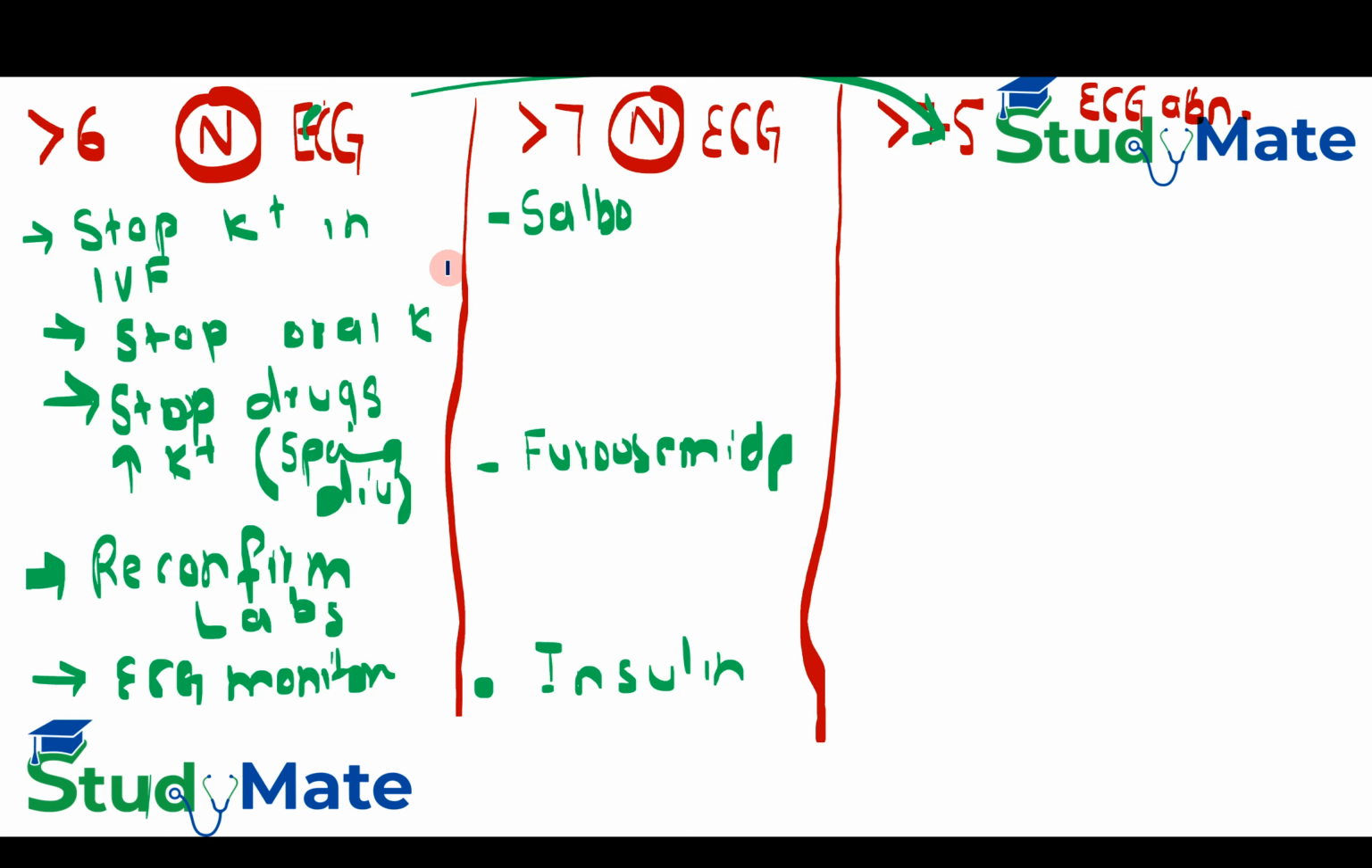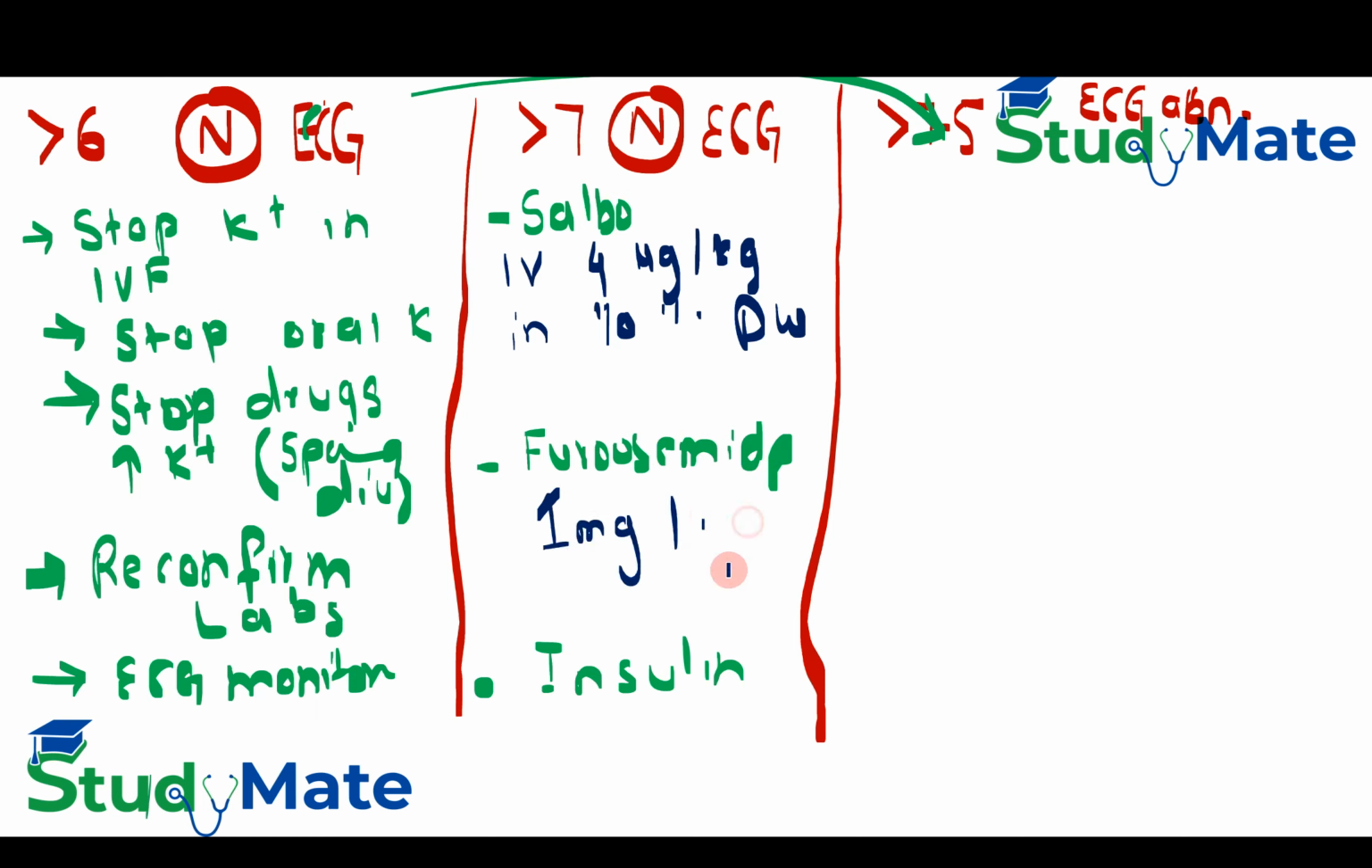Now, salbutamol, I will also write the doses so that it is a practical lecture for you guys. Salbutamol can be given via inhaled route, or it can be given IV at 4 microgram per kg in 10% dextrose water. And the dose can be repeated if needed. Furosemide is a loop diuretic. The dose is 1 milligram per kg. Everybody knows this dose.